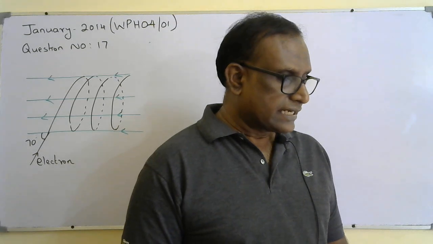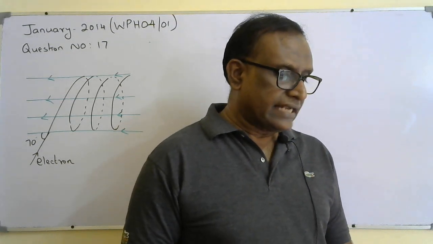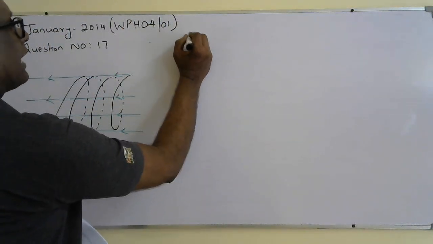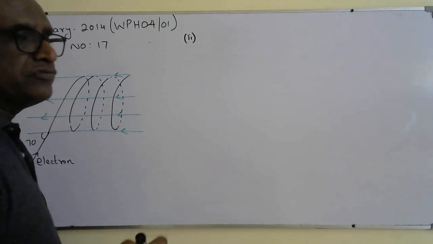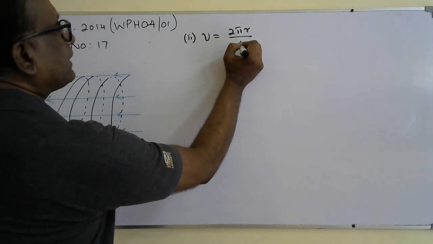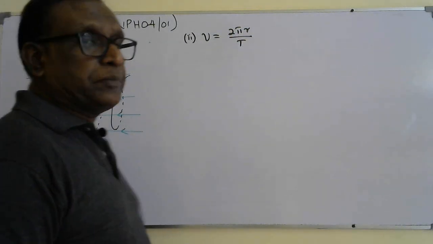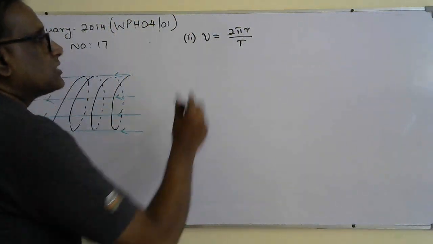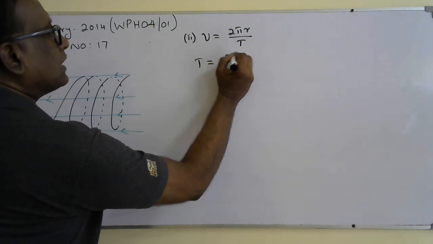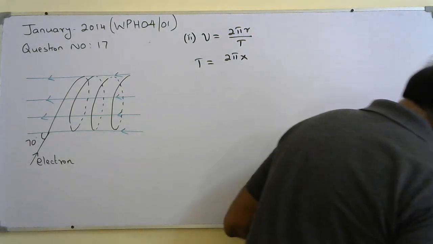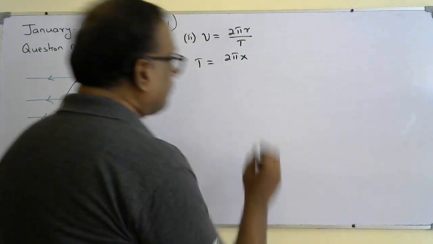Okay, the second part of B part, calculate the time taken for electron to complete one loop. So that we can find like this, the time taken to complete one full loop: the speed v equals 2πr over t, where v is the velocity perpendicular to the direction of magnetic field. So that causes the circular motion. So t is equal to 2πr over v, and we know the radius of the circular path already, we found it.